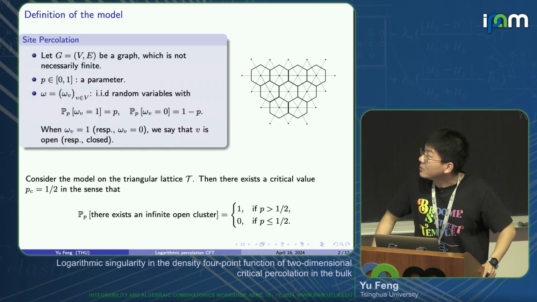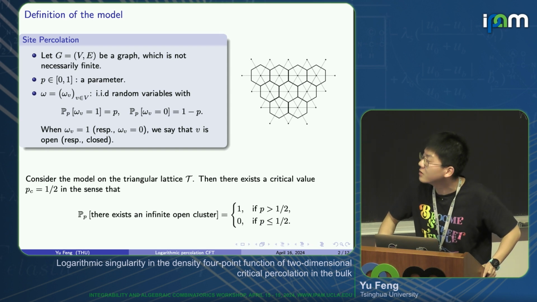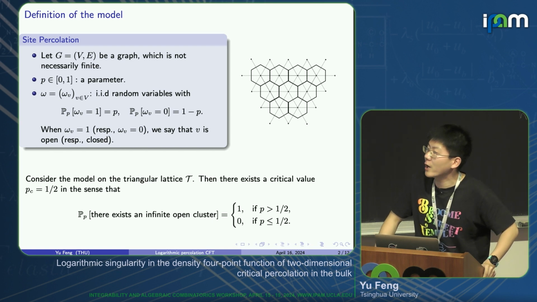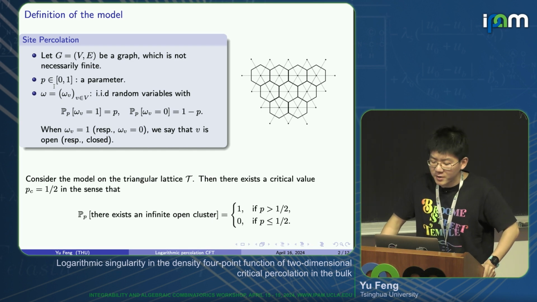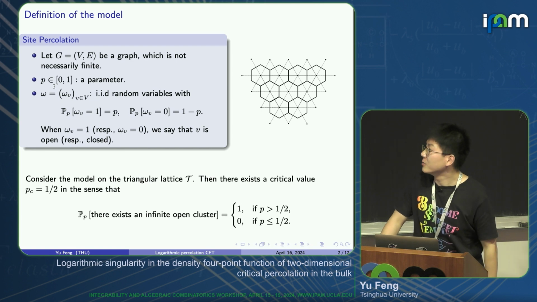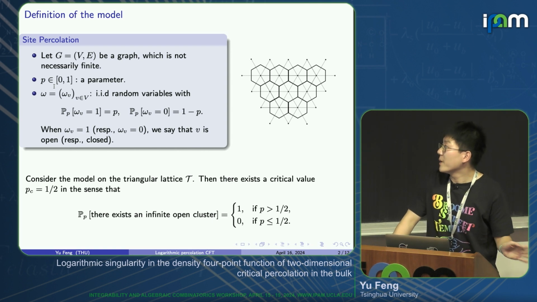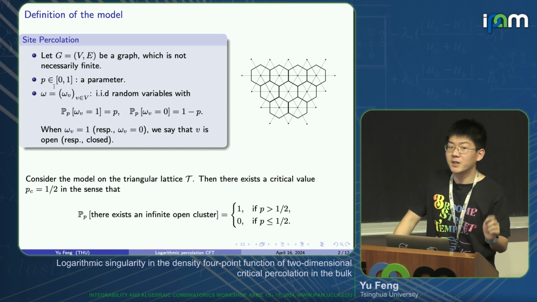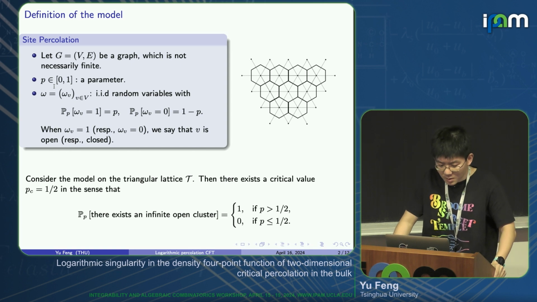So what is our model? We consider site percolation. Let me briefly recall its definition. Suppose we have a graph G, which is not necessarily finite, and a parameter p between 0 and 1. For each vertex, we assign a random variable omega_v. These omega_v are IID random variables, and with probability p, it takes value 1, and with probability 1 minus p, it takes value 0. When it equals 1, we say this vertex v is open, and otherwise, we say this vertex is closed.